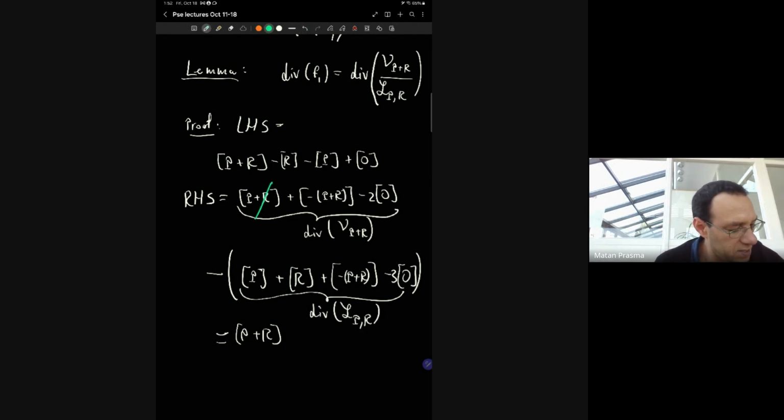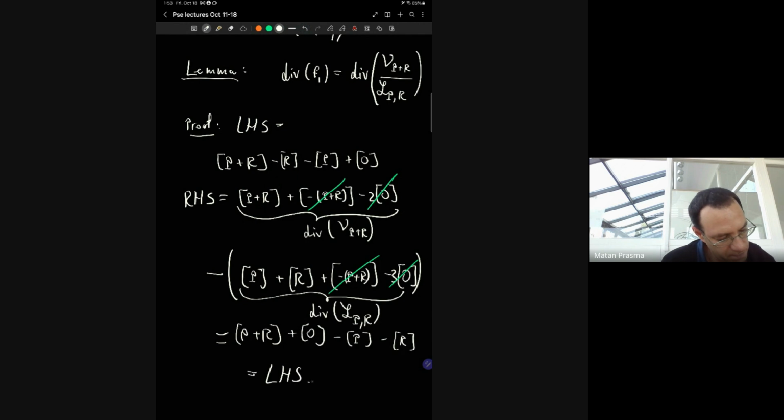And now, okay, so this stays, but this cancels with this. This minus 2O cancels with this minus 3O, but I have some remaining O. So plus O, and then minus P minus R. So this is indeed equal to the left-hand side. Is it okay? It's a simple calculation.